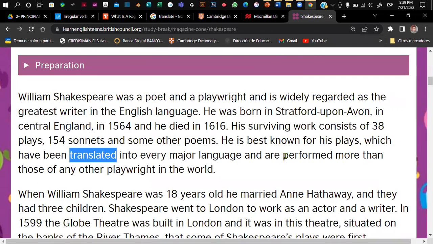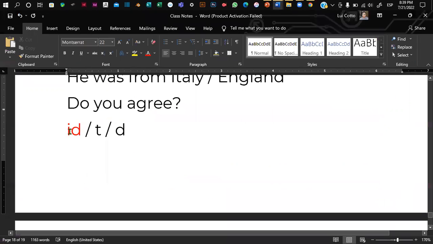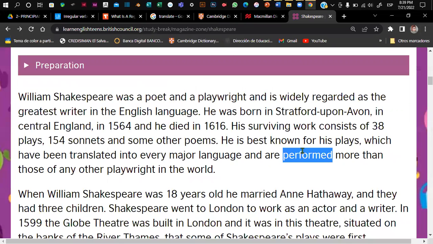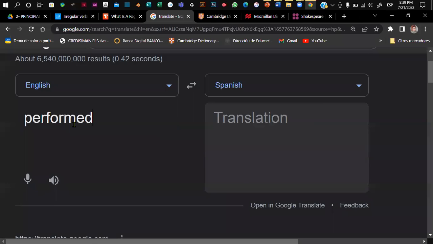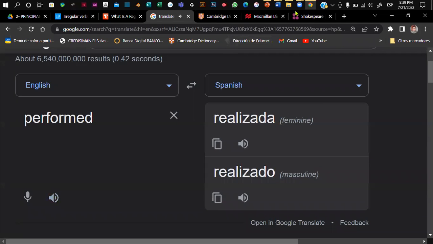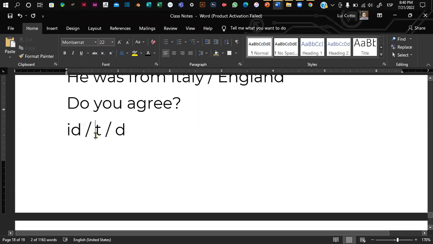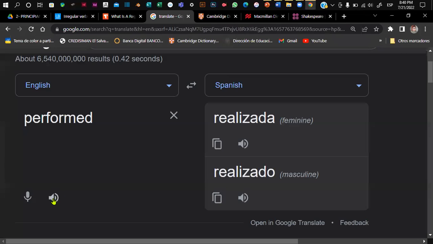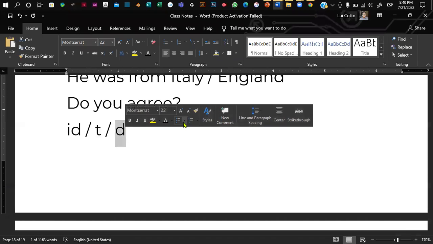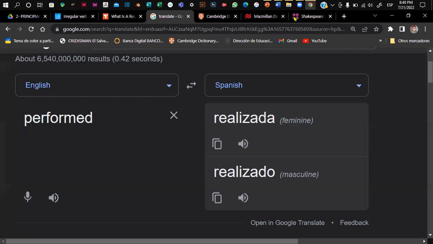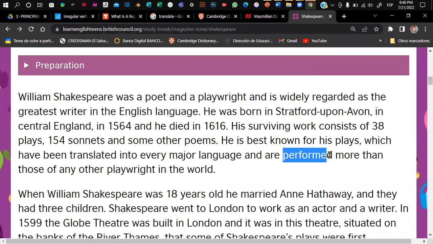Let's see. Perform. This one. What is the correct pronunciation from the three that you have? Let's make sure, because we need to know to pronounce it correctly. Performed. Which one? T. Let's listen. Performed. T. D is D. The pronunciation is D, because it says performed. Very good. See, in the paragraph you can study simple past of the regular. This is a regular verb. More than those of any other playwright in the world.